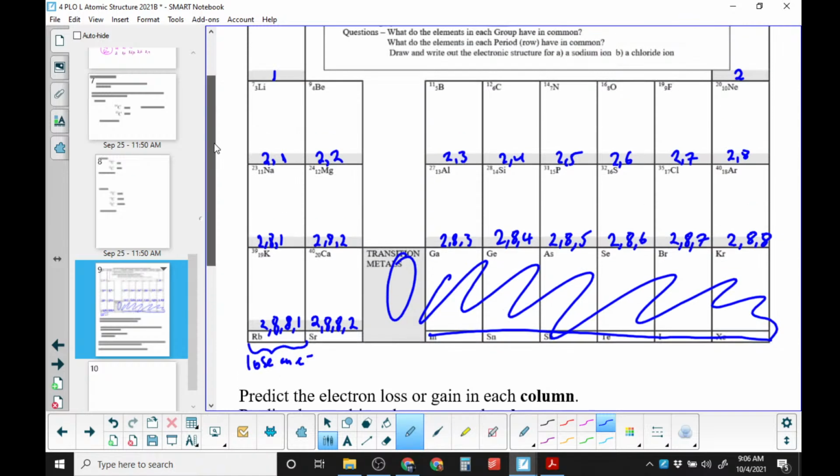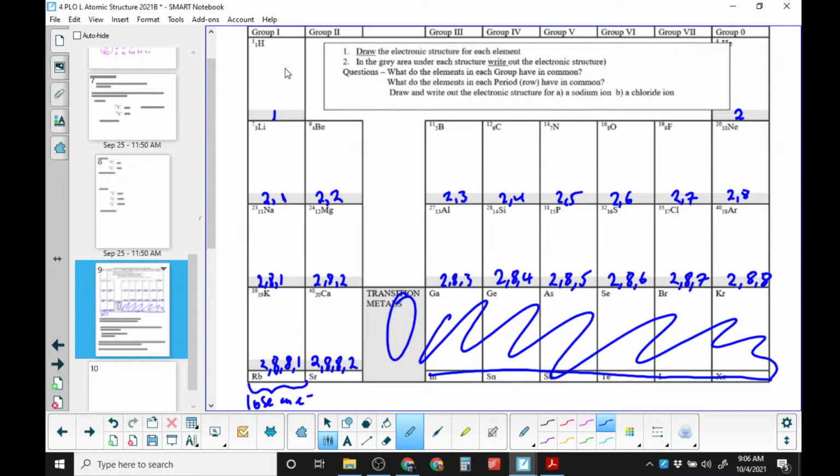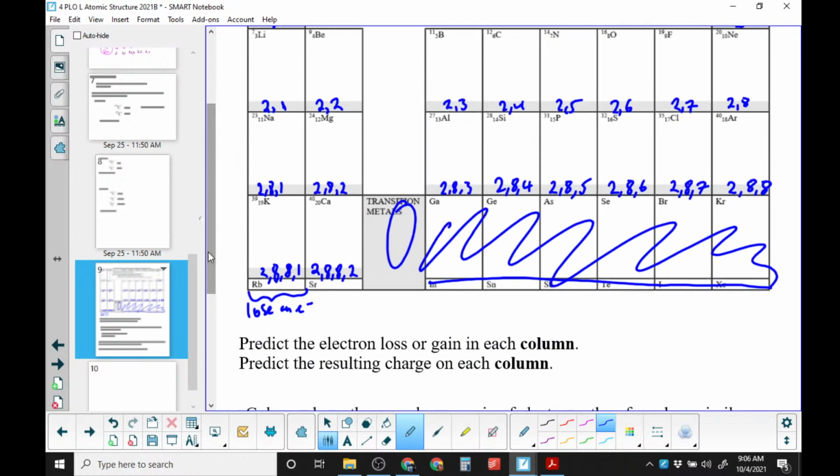Now notice hydrogen's here. This is group 1. These are the alkali metals. Hydrogen's not an alkali metal. But the reason we put it there very often is because it does exactly the same thing with its lone electron. It loses one electron. If you lose one electron, what charge are you? Anton. +1. Yes.